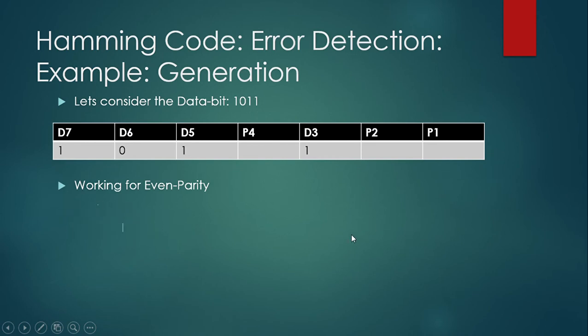So, what is this D3? D3 is 1. What is D5? D5 is 1. What is this D7? D7 is 1. So what do you do? You find out the even parity. What is the even parity? 1, allotted to P1.